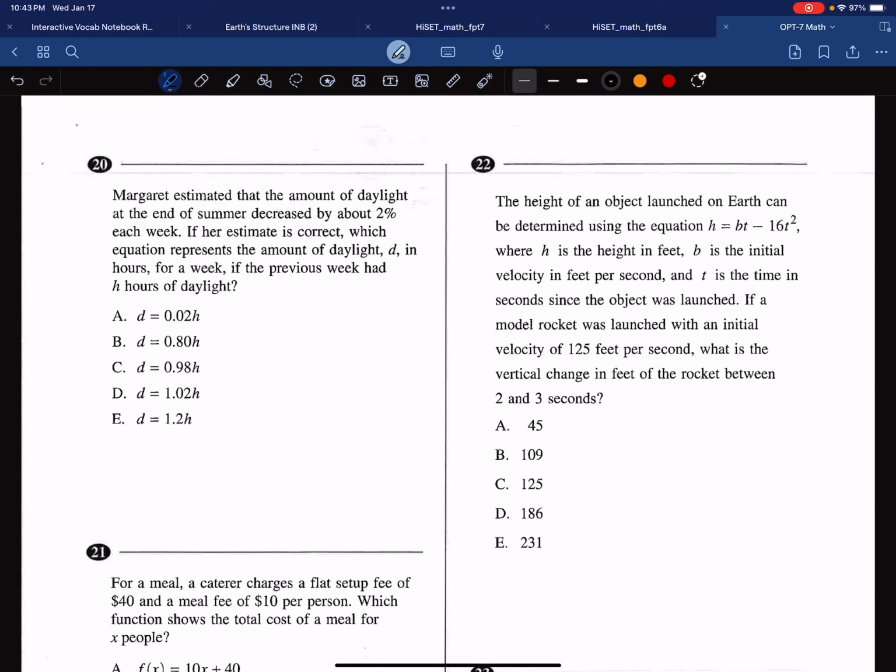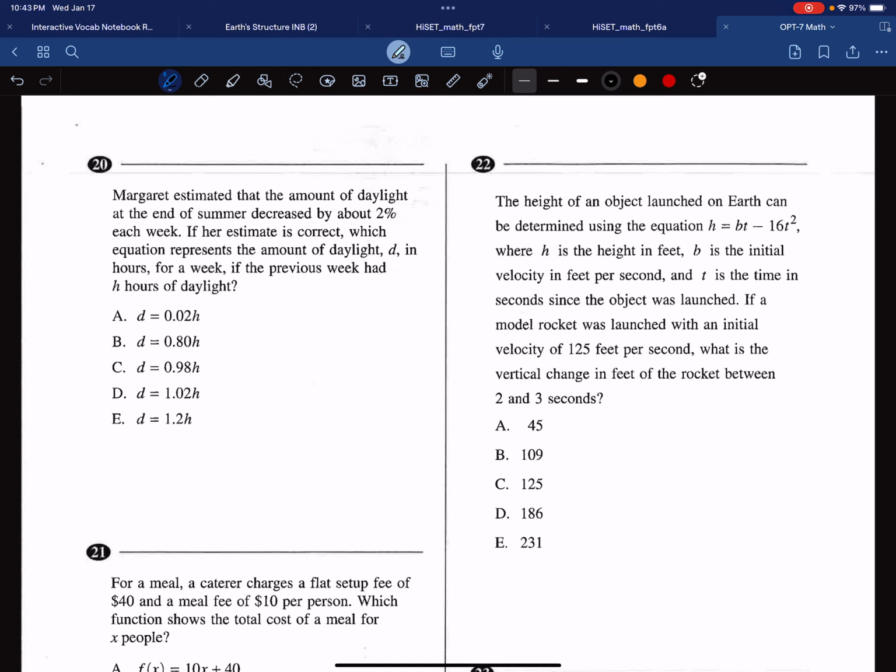Number 20. Margaret estimated that the amount of daylight at the end of summer decreased by about 2% each week. If her estimate is correct, which equation represents the amount of daylight, D, in hours for a week if the previous week had H hours of daylight?